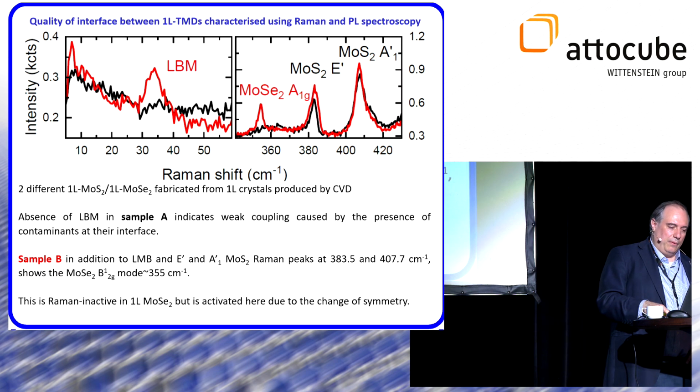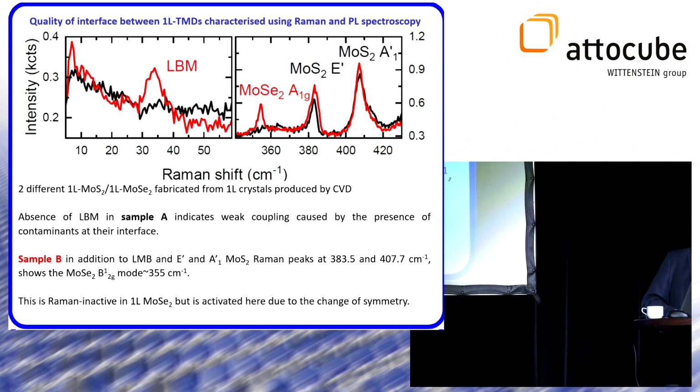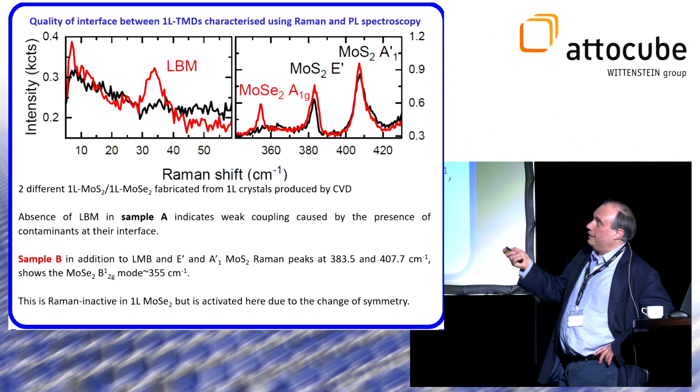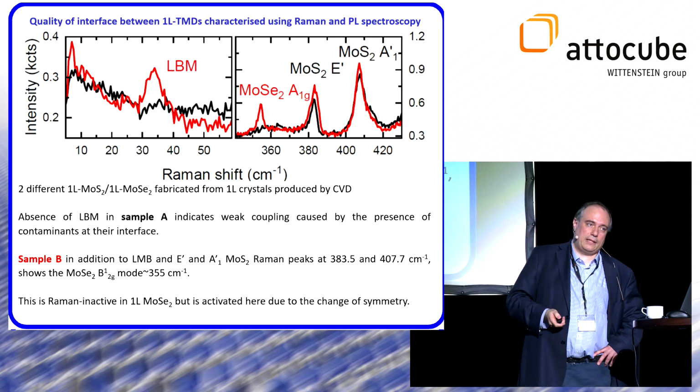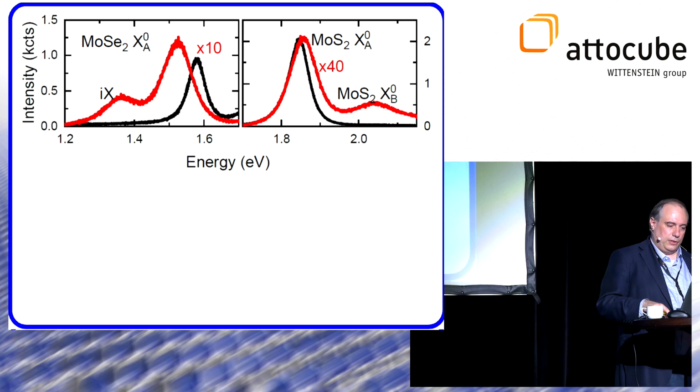While in sample B, where you see the layer-breathing mode, you see very nicely the interlayer interaction and so on. So the low-frequency Raman modes are really the signature of this interaction.